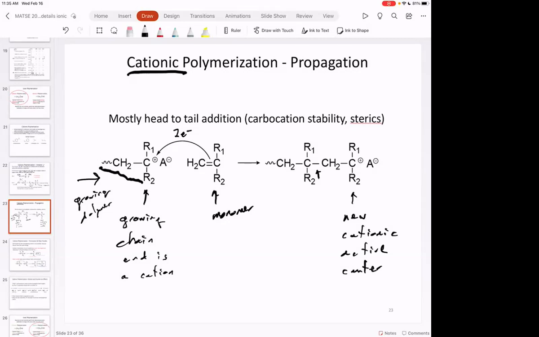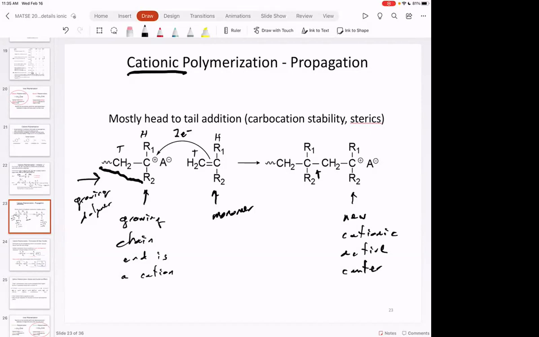This thing can only add to our monomer like this. Is that a tail to tail, head to head, or head to tail addition that we just did? Head to tail, right? This is the head, most substituted carbon. This is the tail. This is the tail of this monomer. This is the head. And so we did a head to tail addition. Same thing as in free radical. They're named the same. They go in the same way. So head to tail addition is the dominant mechanism of monomer addition in cationic polymerization.